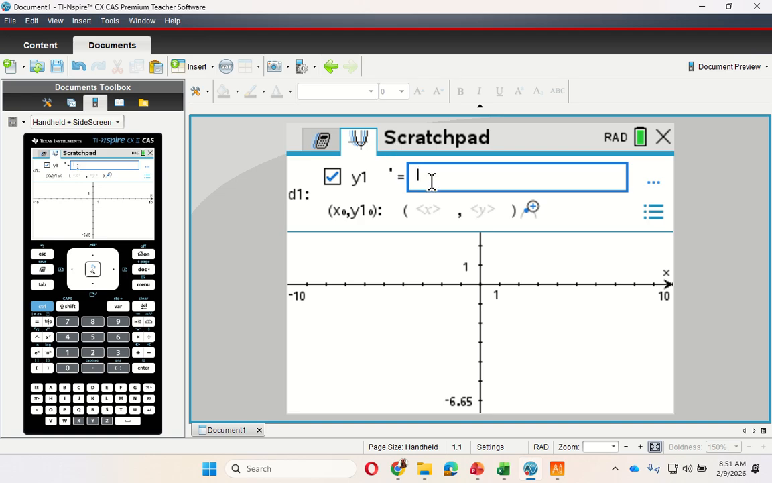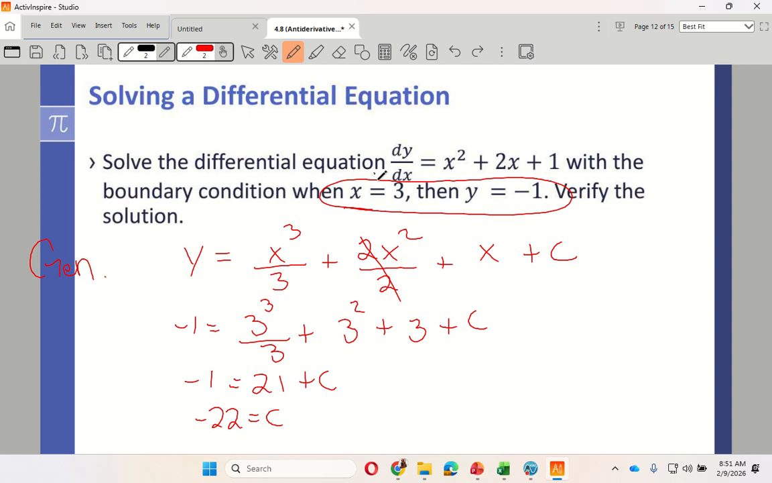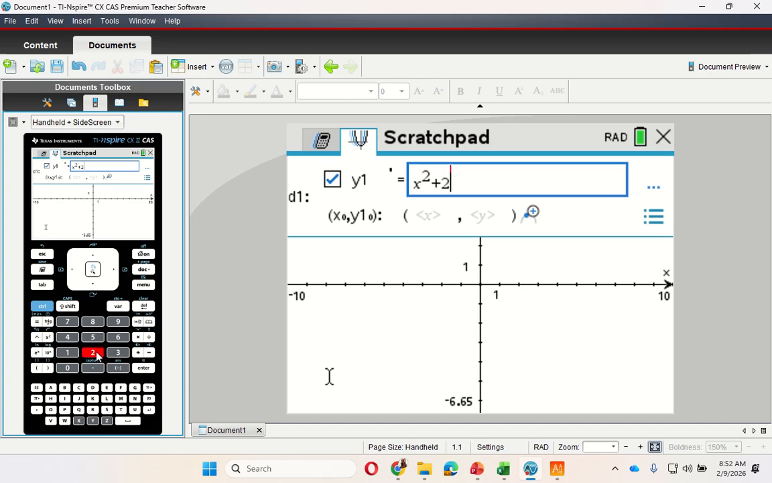So, I'm going to put my equation that I had. So, my dy/dx, x squared plus 2x plus 1. Now, this next part right here is x sub naught, y sub naught. What that means is my initial.